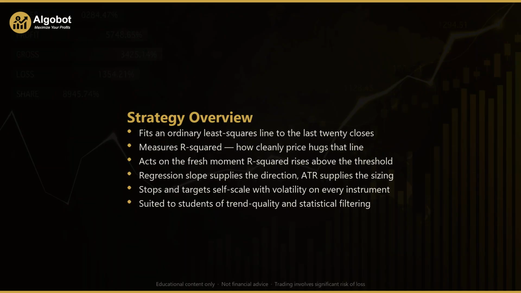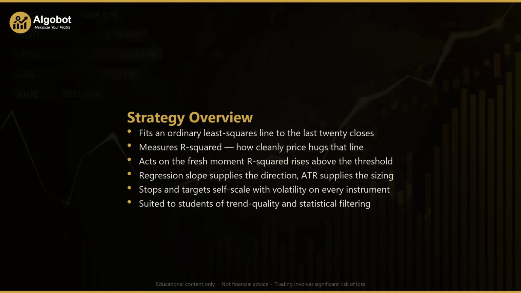Let's set the scene. Most trend systems ask a simple question: which way is price going? Regression R² trend asks a deeper one first. Before it cares about direction, it wants to know whether the recent path is even organized at all, or just random noise. To answer that, on every newly closed bar, it fits a straight regression line through the last 20 closing prices. That line is the best straight-line summary of where price has been traveling. Then it computes R², the coefficient of determination. R² runs from 0 to 1.